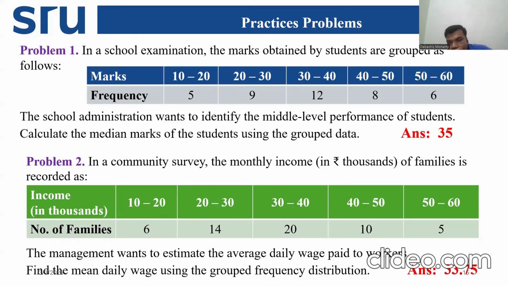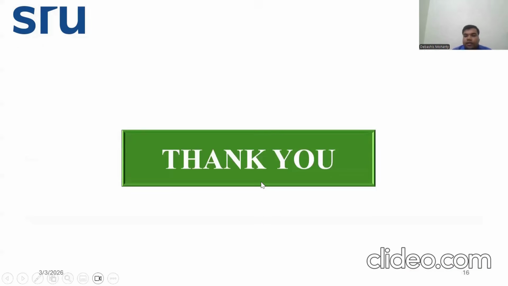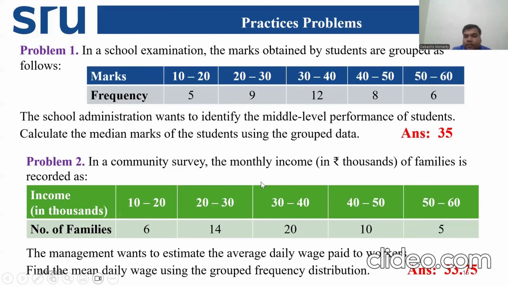Okay, students. Here we need to identify the middle level performance of the students. So we need to calculate the median mark of the students using the grouped data. How to calculate this value, we need to see here. So anyone having any idea how to calculate this?